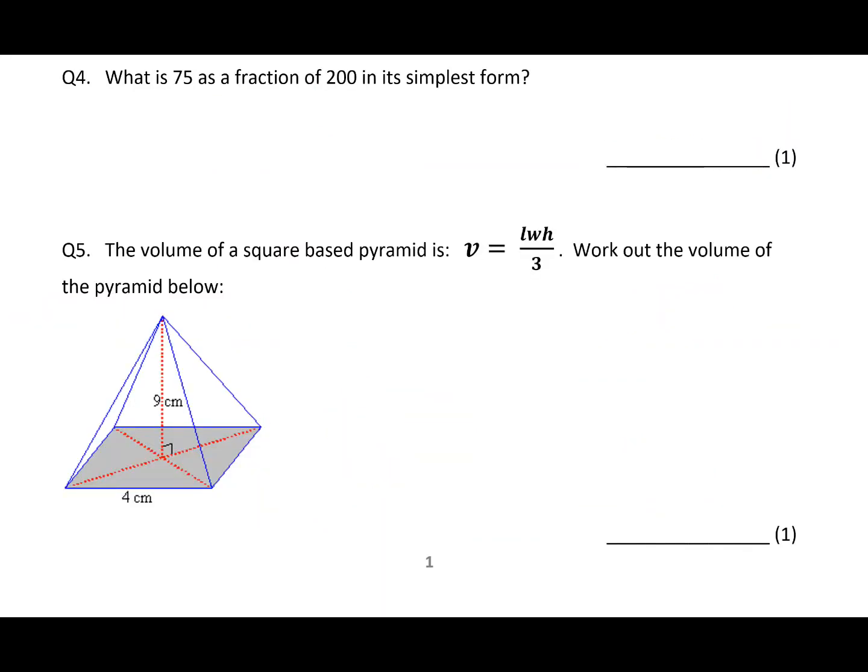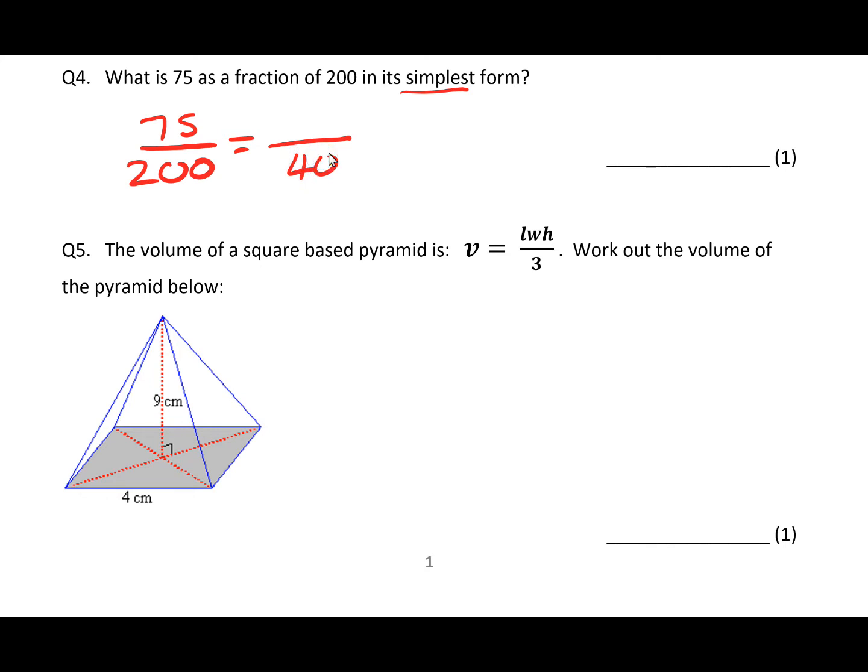Question 4. What is 75 as a fraction of 200 in its simplest form? So to get the mark, we need to be able to simplify this fraction. So we create the fraction to start with, 75 over 200. And because they end in 5 and 0, we know they divide by 5. So we can divide 200 by 5 quite quickly.